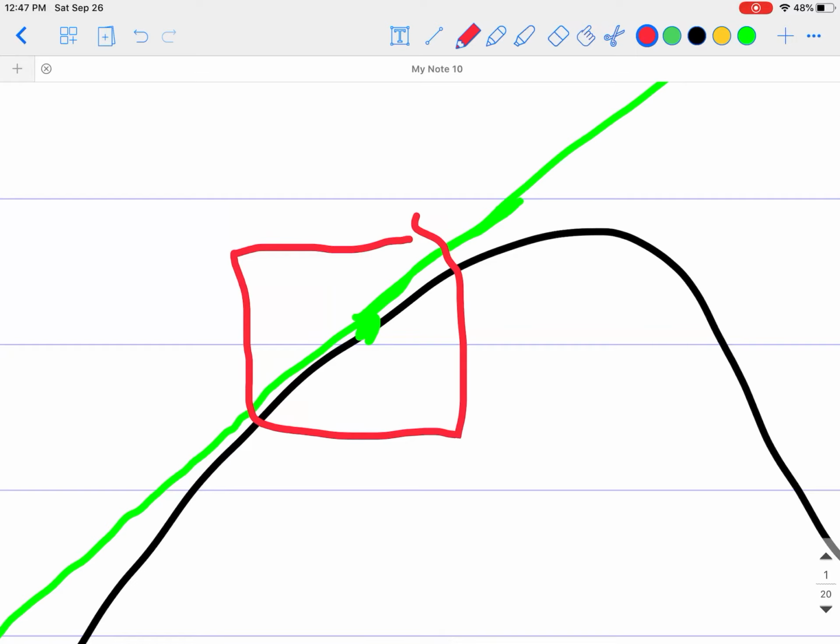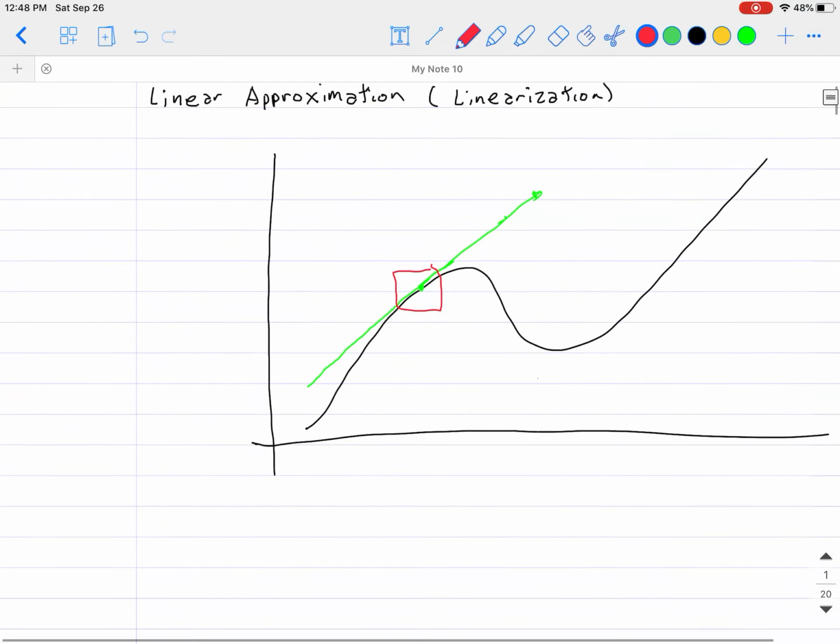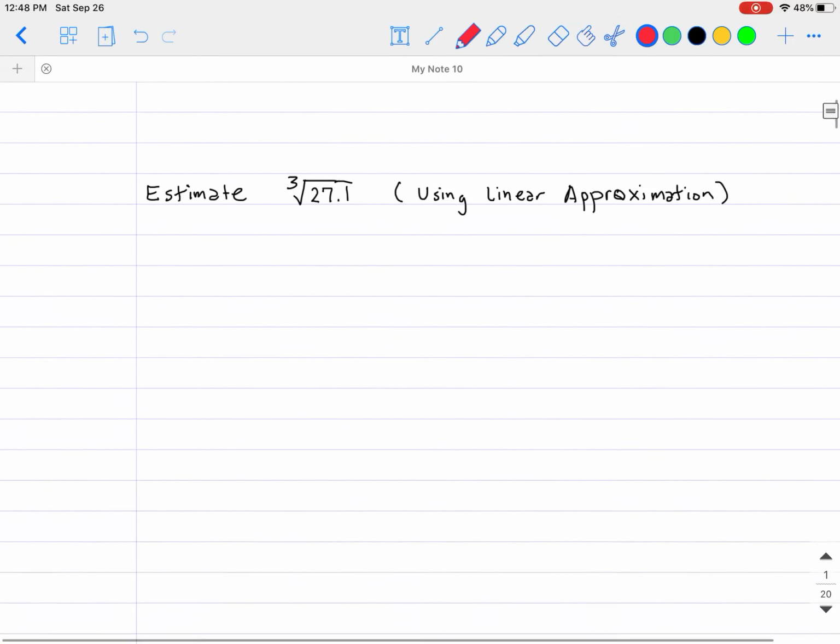So that means sometimes it might be nicer to use the equation of a tangent line rather than the equation of the curve if we look at things locally. I will go ahead and give you an example of that. That's basically the idea of local linearization, or in this case, linearization for short. Okay, so here's an example of what I'm talking about.